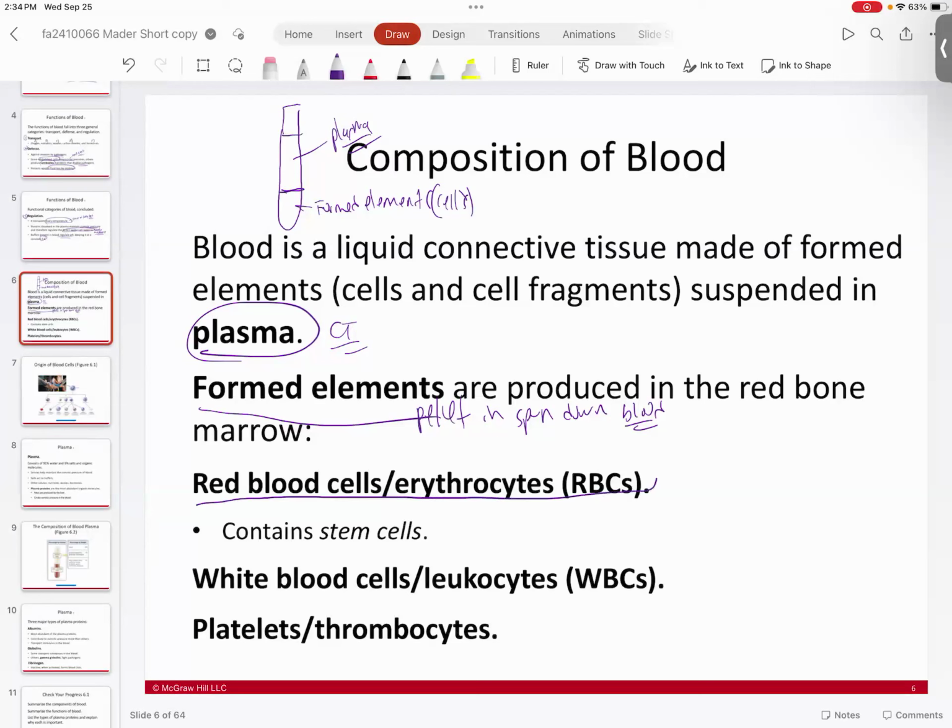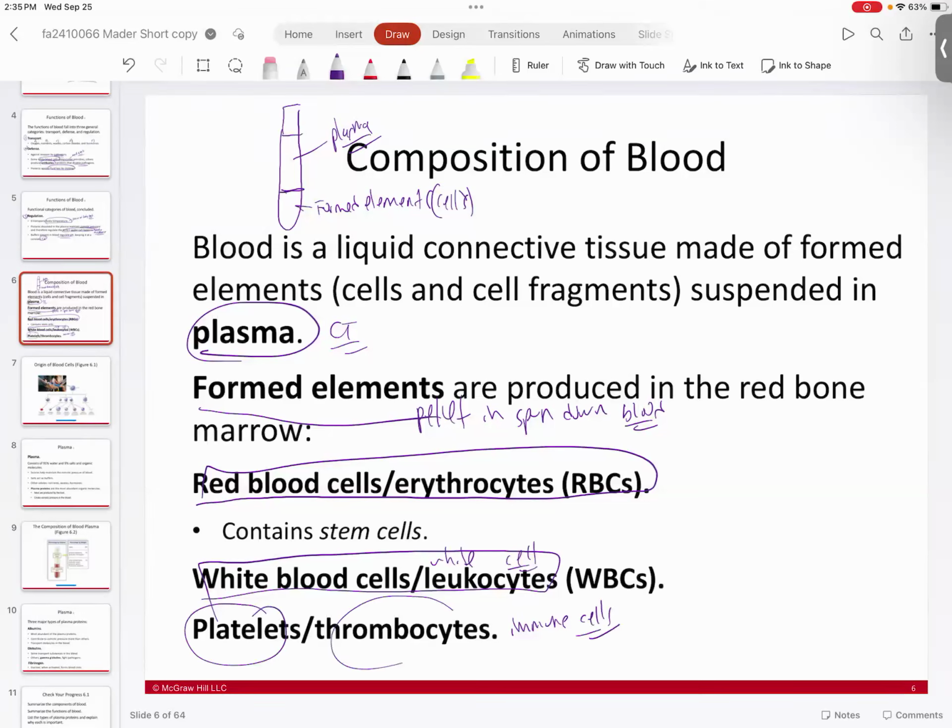First of all, the main cell type in there is the red blood cells. These are what's called erythrocytes. These will also contain stem cells associated with them, but mostly red blood cells. We'll also see white blood cells in there, or leukocytes. Leuko means white, cyte means cell. So it actually means white cell. These are basically all of your immune cells. And there are also your platelets, or thrombocytes. These are also part of blood clotting.